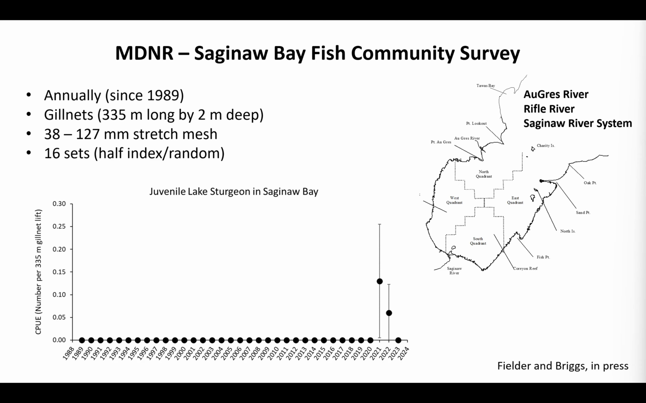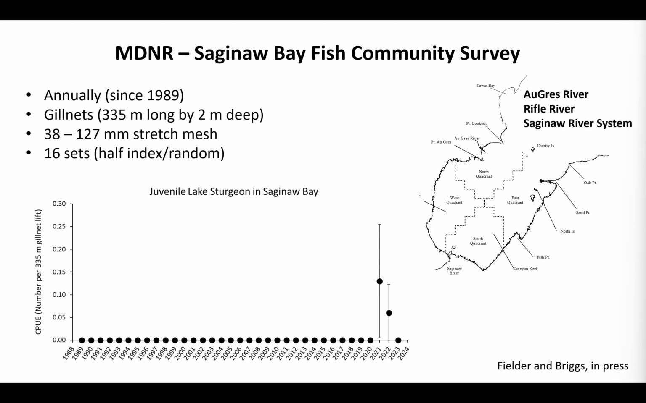All right, so there were some graphs shown regarding the Saginaw Bay Fish Community Survey yesterday, but what we decided to look at for this indicator was the gillnet portion of this survey, and it dates back to 1989. You can see the length and the size of the gillnets there, and obviously mesh sizes are used that would capture juvenile lake sturgeon.